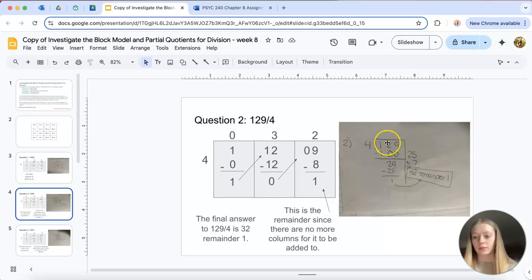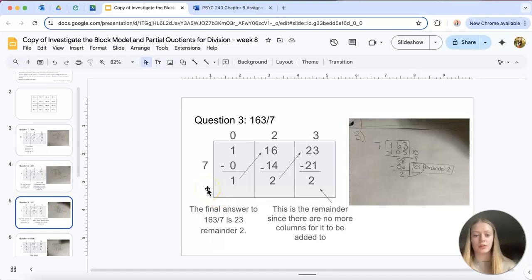And then with the partial quotients method, I knew to get to 100 would be fairly easy because you can just take 4 times 25, it gets us to 100. We're left at 29 when we subtract it out. 4 goes into 29 7 times. 7 times 4 is 28. And then we're left with 1, so that's our remainder. And then we just add the 25 and 7 here on the side because that's like the partial quotients. Just add them up, and then 32 remainder 1 for both parts of that.